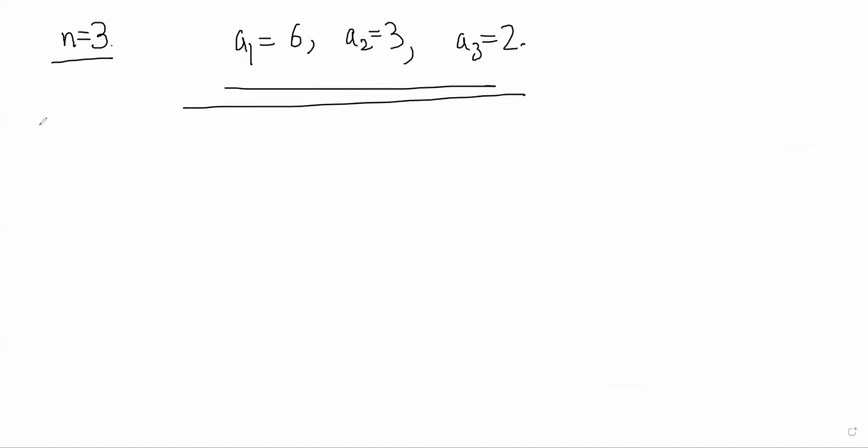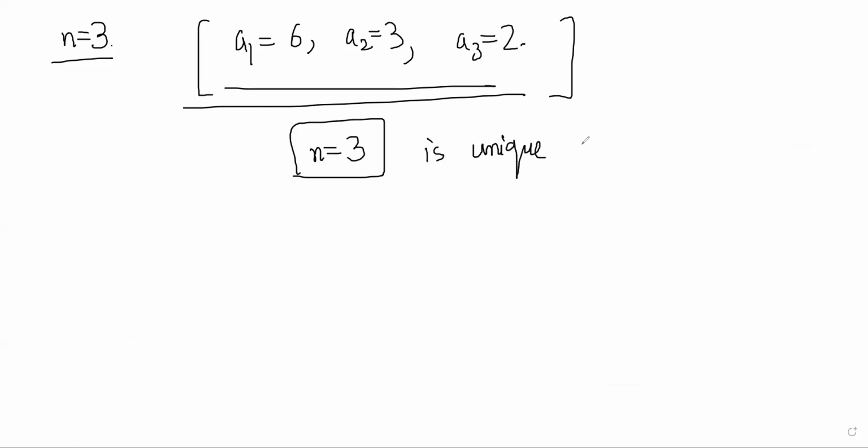Our last chance is n equal to 3. So for n equal to 3, you will get a1 equal to 6, a2 equal to 3, and a3 equal to 2. After solving the equations, I'm telling you the solution. And therefore, all of these three are integers. So n equal to 3 is the unique value of n which satisfies the conditions of the problem.